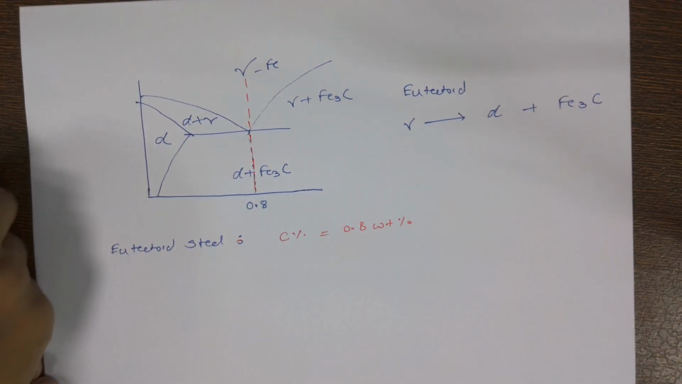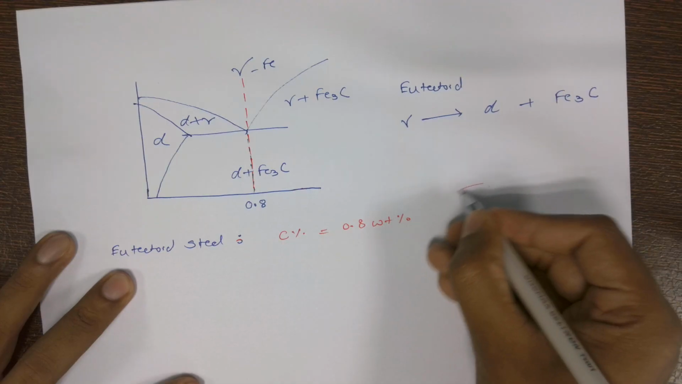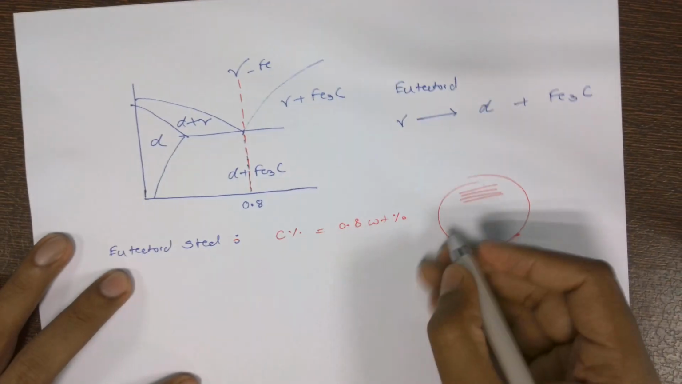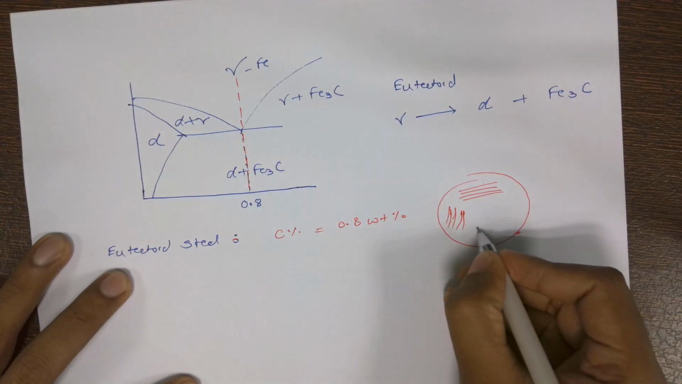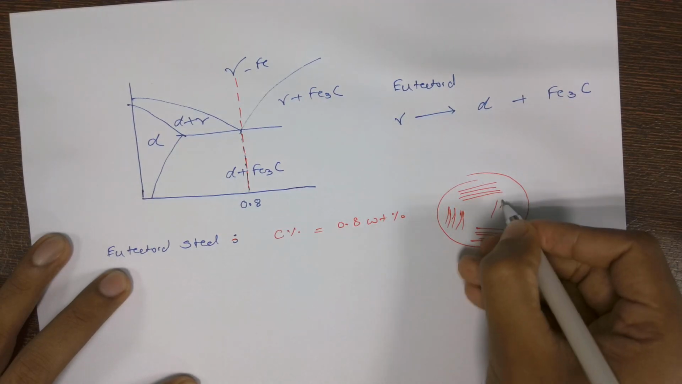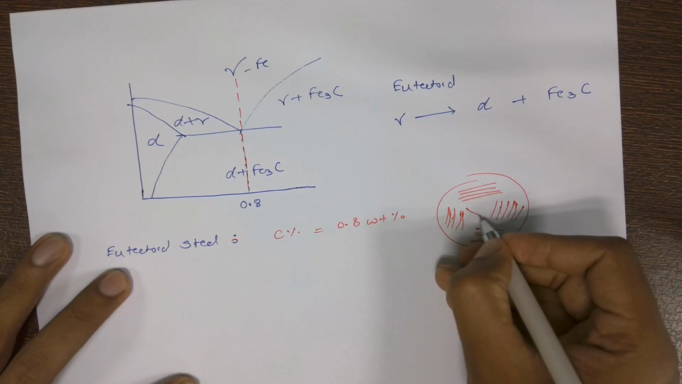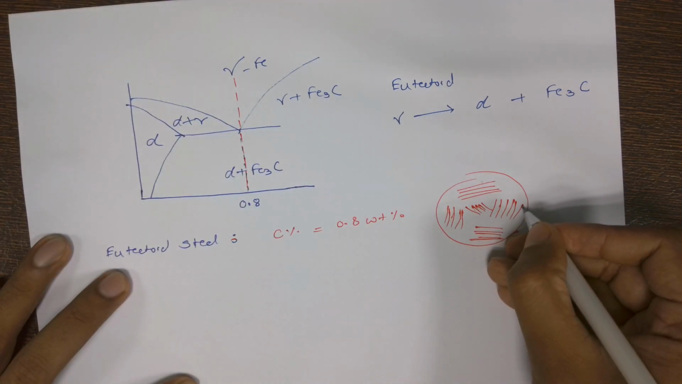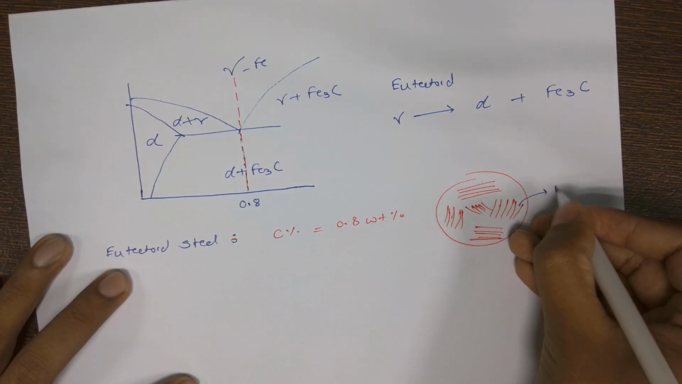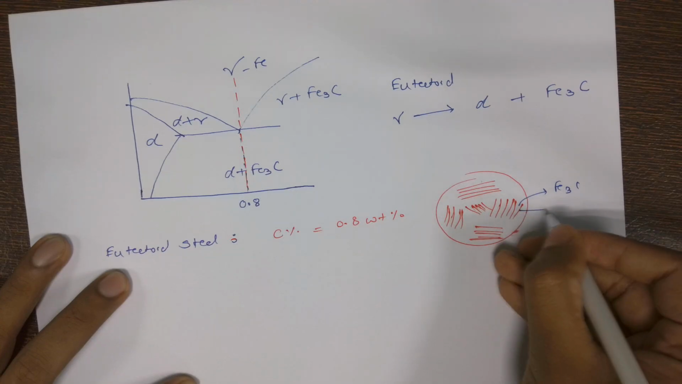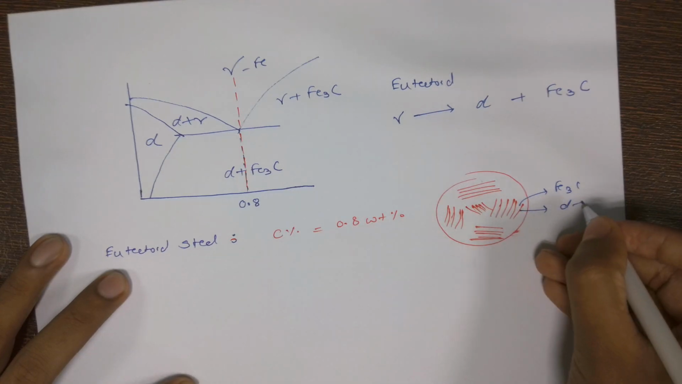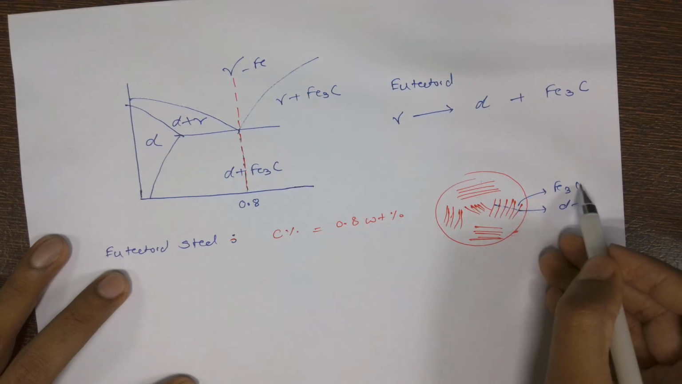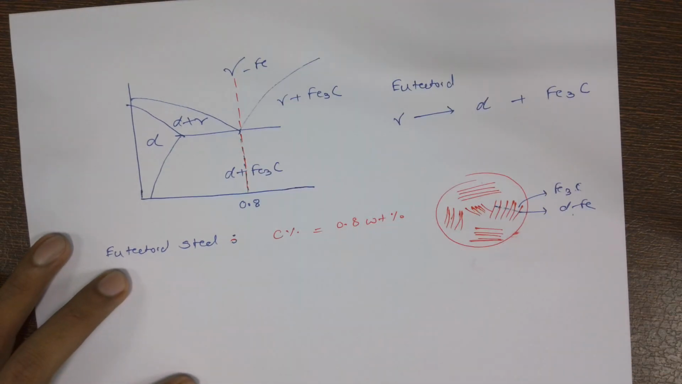Okay, it will have a microstructure. It will look something like this. Why am I drawing the line? The middle portion we can call Fe3C, and this portion we can call the alpha ferrite. So it's a laminar structure of ferrite and cementite.